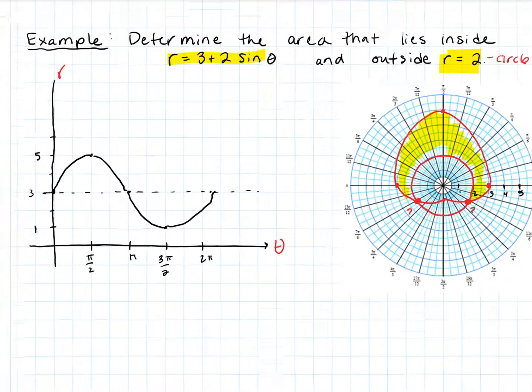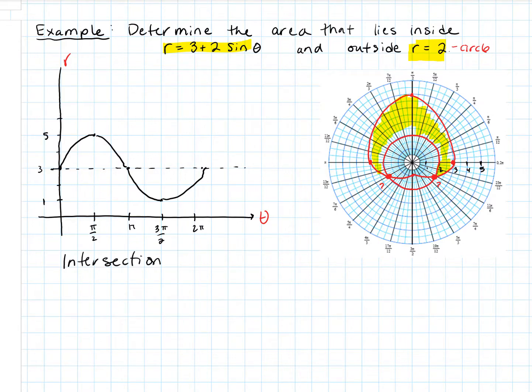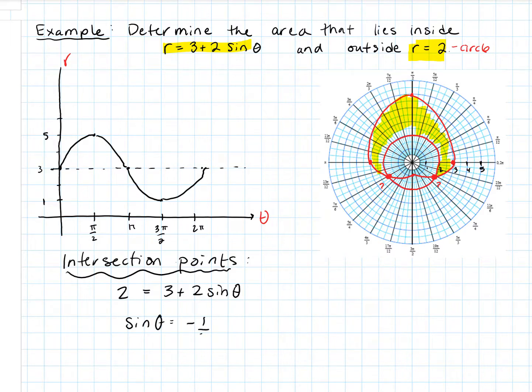If we had graphed in some sort of technology, we might be able to see that from the graph. We didn't do that, so let's find those intersection points. And we want to show where those intersection points come from anyway. So how do we find them? This is very much like working in the rectangular coordinate system, just now we're working with polar curves. The intersection points are where the two curves are equal. So when does 2 equal 3 plus 2 sine of theta? That would be when the sine of theta equals negative 1/2.